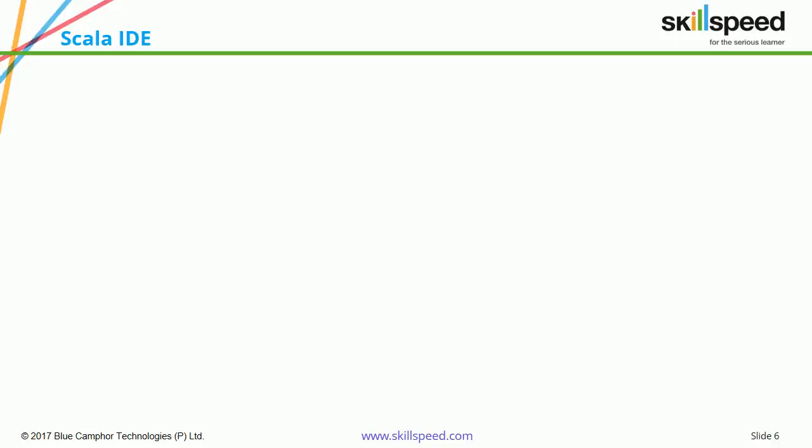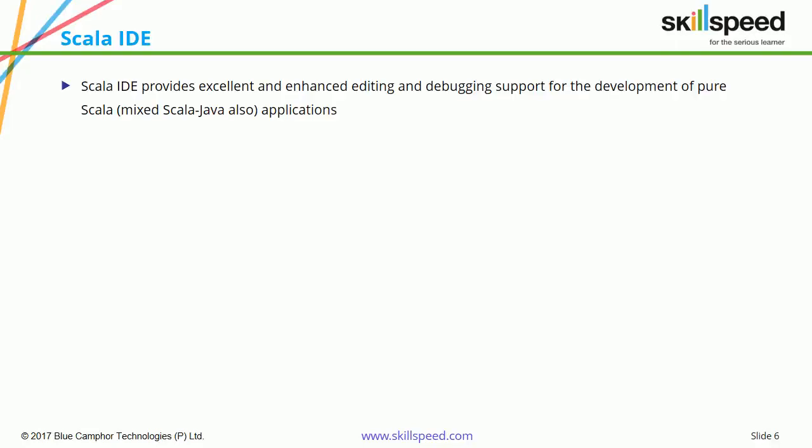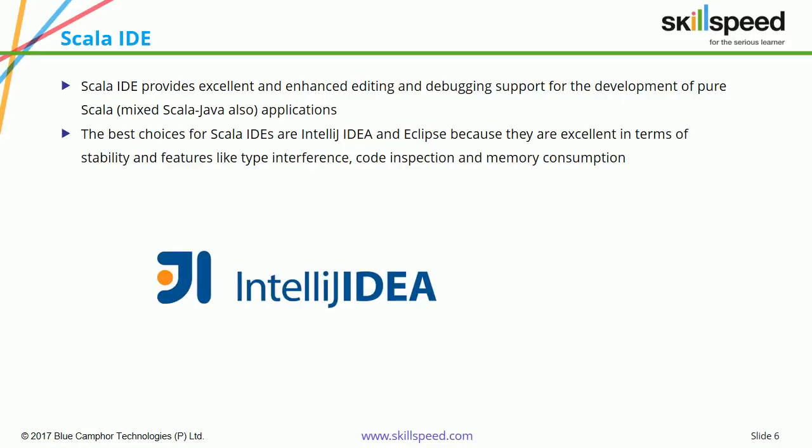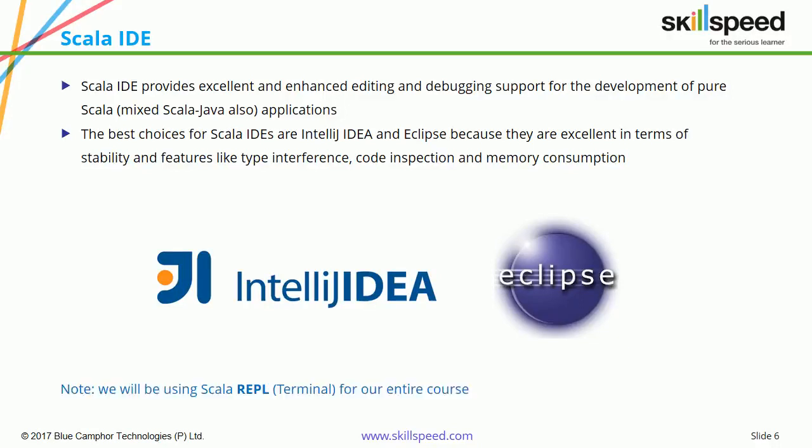Now, since Scala is a compiled language, we need an IDE or an integrated development environment to create Scala programs. So there are two popular IDEs for Scala. One is the IntelliJ IDEA and the second one is Eclipse. Now it is up to you to decide which one to go with. If you are very much familiar with the Eclipse platform, then probably you can use the Scala IDE which is based on Eclipse. Or on the other hand, if you are familiar with IntelliJ, then you might choose IntelliJ. Please note that we are using the Scala REPL or the terminal for our entire course.